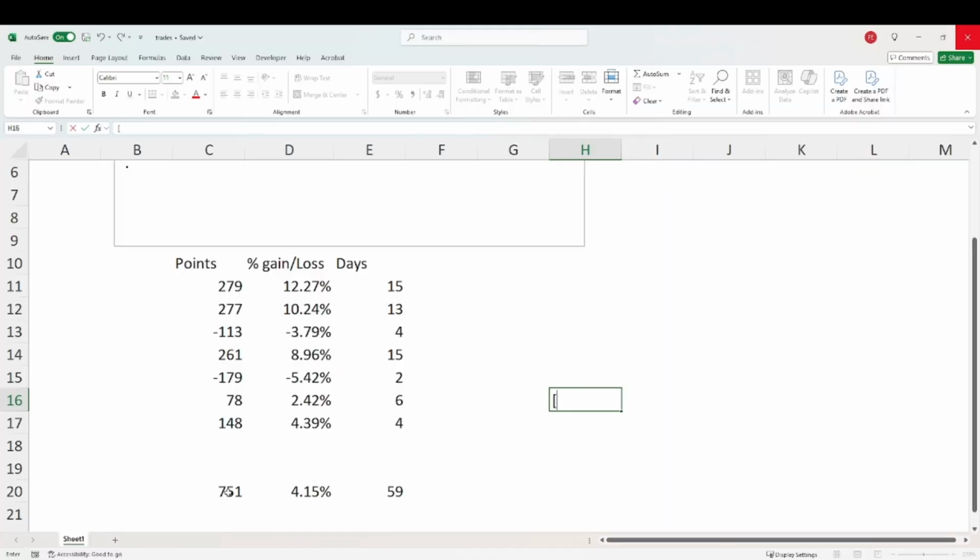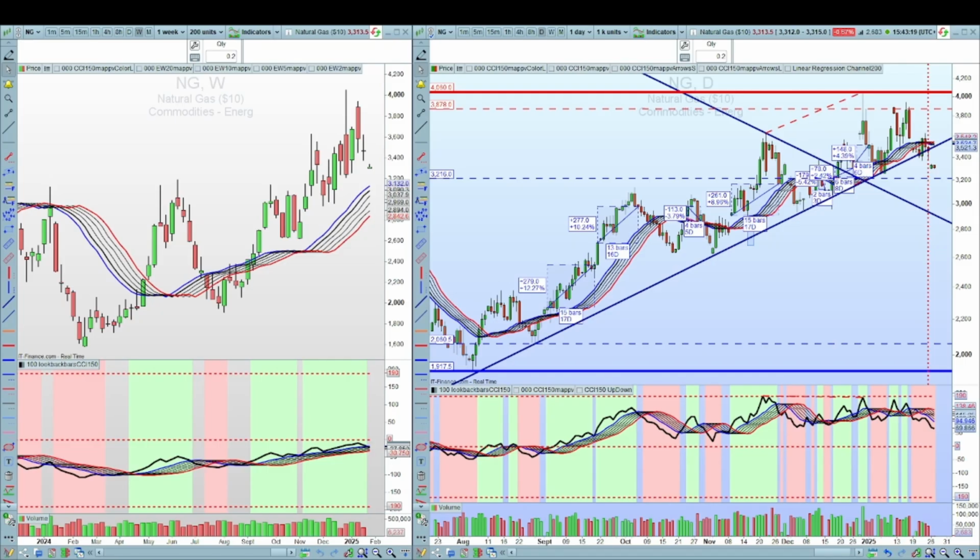So you can see there, that was a total sum of 751 points gained, an average of 4.1% of gains over 59 trading days. So not a bad return if you annualize that for the return and number of points gained. So again, always pay attention to these divergences.